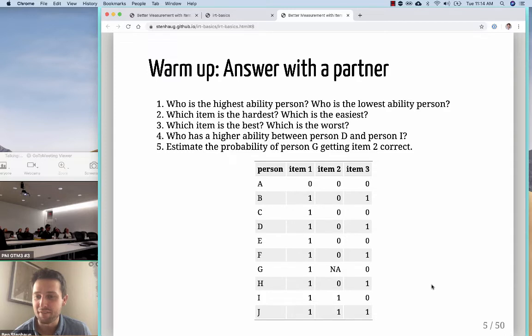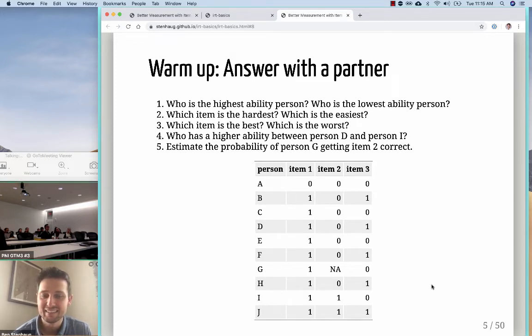How about 5? Does someone have a guess of what they would... What's the probability of person G getting item 2 right? It's a missing response right now, so we don't know. Between 10 and 20%. Say it once more. Between 10 and 20%? Why?